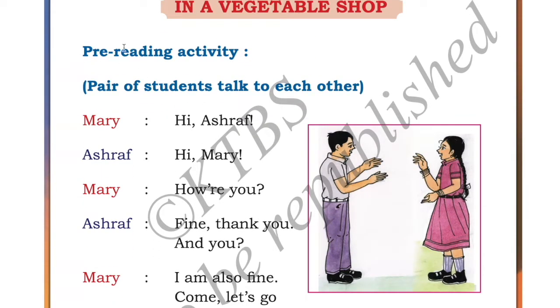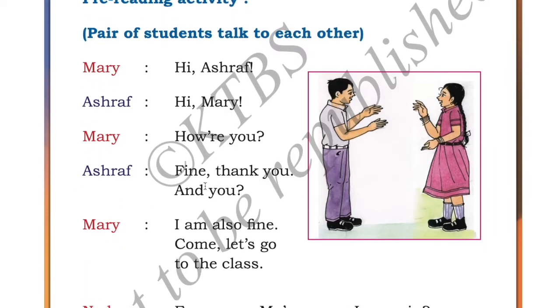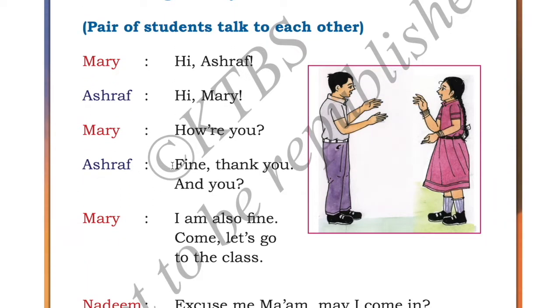Here we have a pre-reading activity where you're supposed to pair up with your friends and talk to each other. So we have Mary and she's saying, "Hi Ashraf." Ashraf says, "Hi Mary." Mary is saying, "How are you?" To which Ashraf replies, "Fine, thank you. And you?" "I am also fine," says Mary. "Come, let's go to the class."